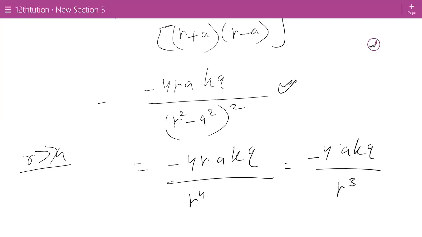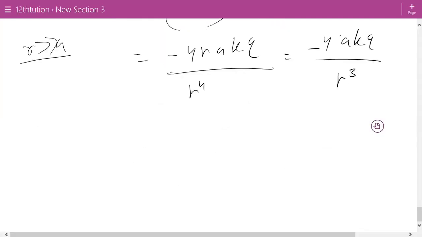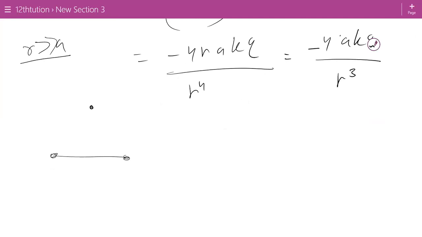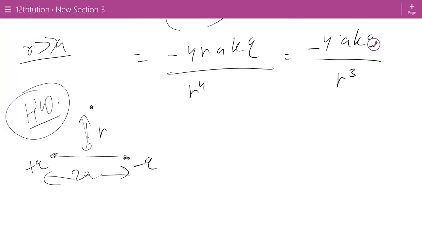Okay. Now we will follow the same procedure and calculate the electric field at this other point, at this distance away, due to the positive charge and the negative charge. Take it as homework. Do this and let me know in the next class.